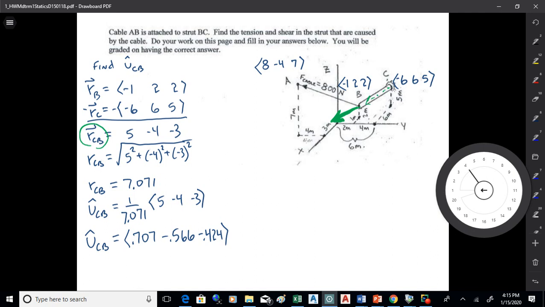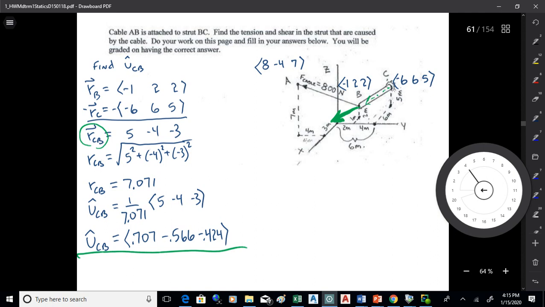Okay, but I could see that tension pulls. If it pulls, it's in the direction of the green arrow. It's going from C to B. I can see that, so I'm just using my unit vector that I'm getting my position vector that way. So I go B minus C. All right, so that's 5, -4, -3. I'll take the square root of the sum of the squares, and I'll get the length of that strut there that goes from C to B, 7.071. Divide through by that, and I get a unit vector.